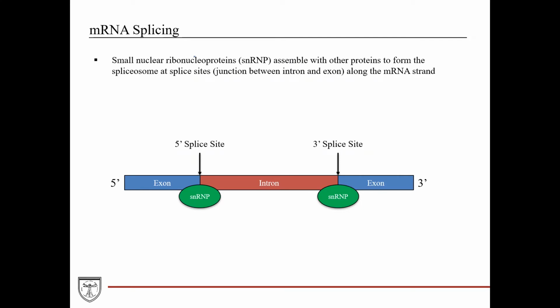So you have small nuclear ribonucleoproteins, also known as snRNPs, that assemble with other proteins to form the spliceosomes at splice sites. And you see that with these green ovals, and they're forming at the splice site. Now a splice site is probably what you're imagining it is. It's the junction between the intron and the exon, so where the cut is going to happen. What the figure shows nicely here is you have a 5' splice site, which is on the 5' end of the intron, close to the 5' end of the transcript. And you have a 3' splice site, which is on the 3' end of the intron, closest to the 3' end of the RNA transcript.